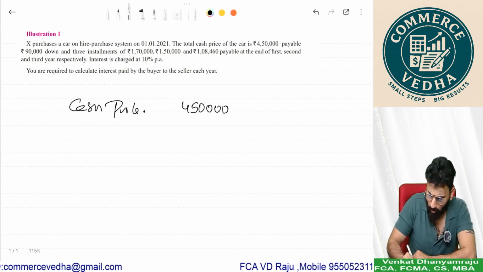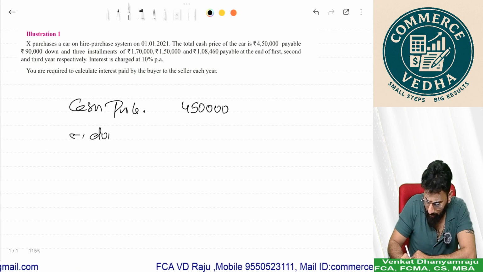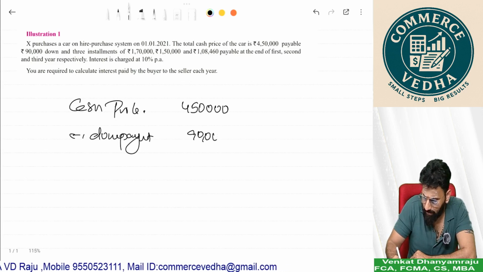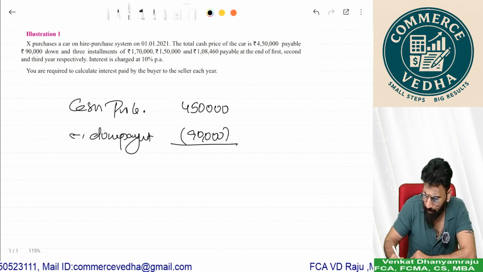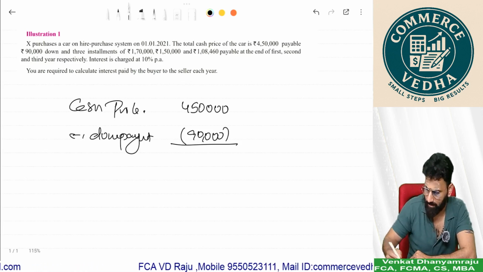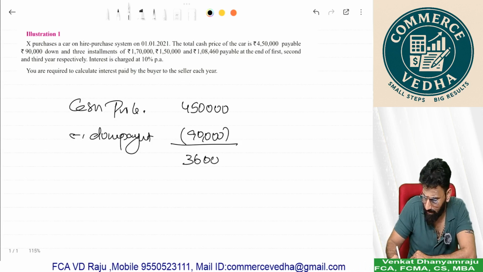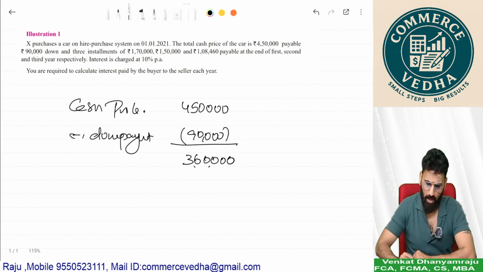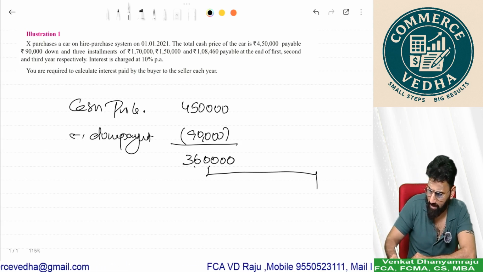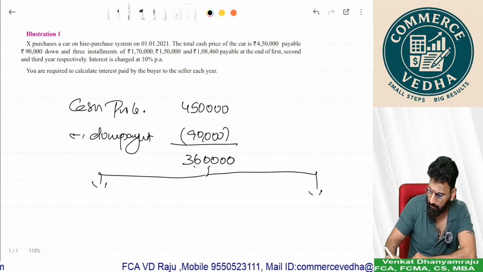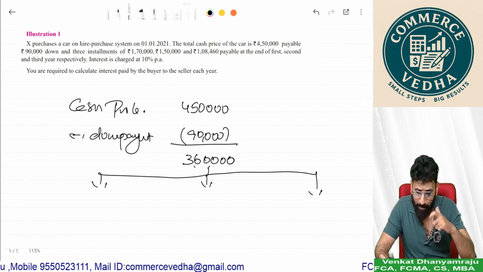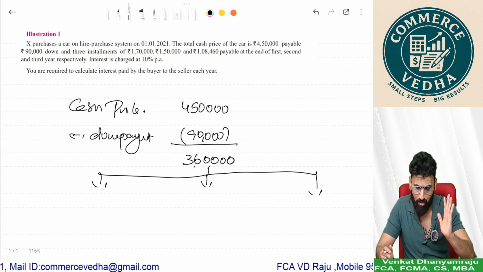and less down payment of 90. So the balance payable is 450 minus 90, which is 360. In 3 installments, we have been given 3 installments. However, we don't know whether the principal is equal or not, nothing is told.